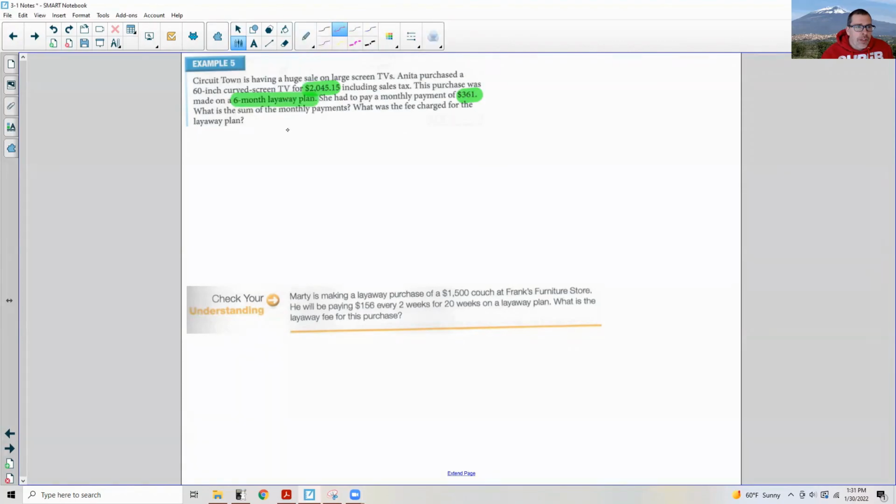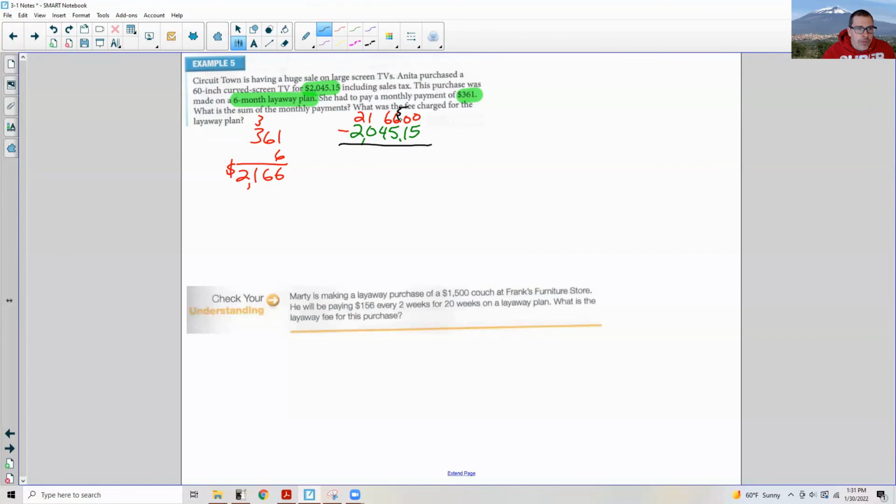It's the first question. So we're going to take $361 times 6, and it's $2,166. So the sum of the monthly payments was $2,166. Simple enough. And then it says, what was the fee charged for the layaway plan? So $2,045.15 was the cost of the TV. You subtract that from the $2,166 that you paid, and that will give us our balance.